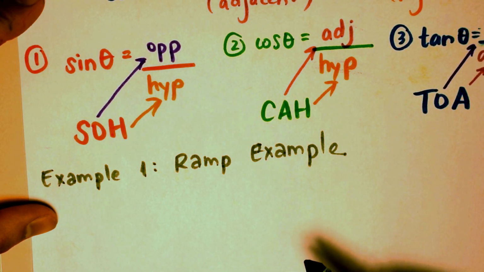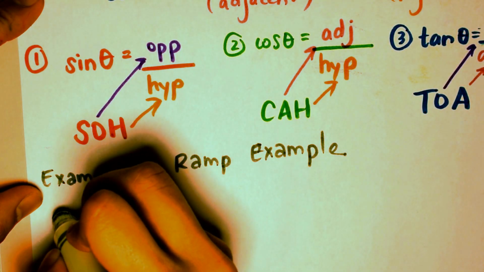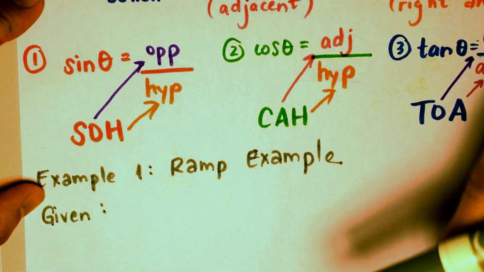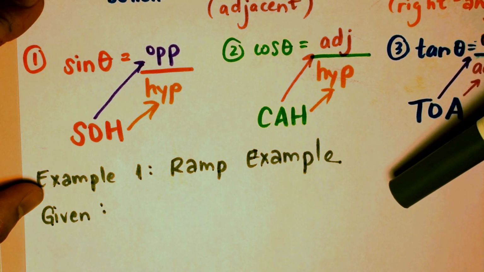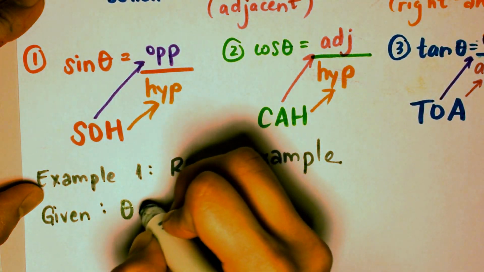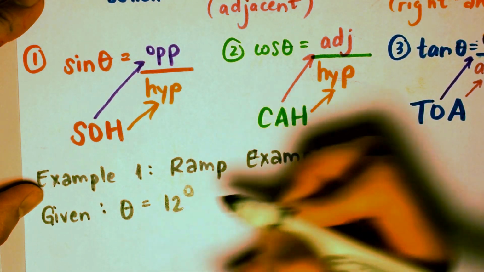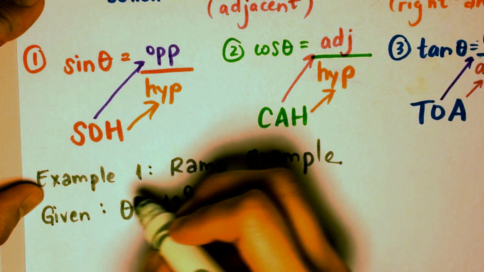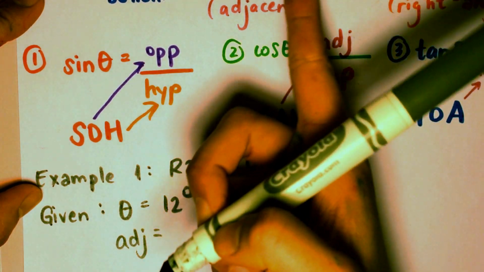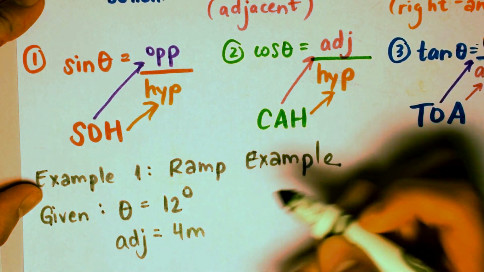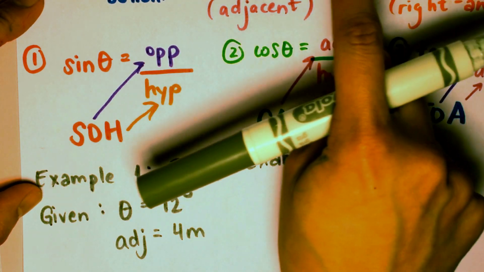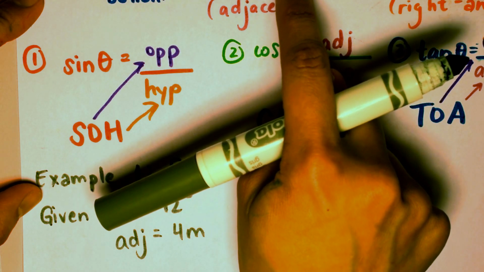All right, in my ramp example, what am I given? What does the question give me? Remember I took away this value for opposite. So what does it actually give me? It gives me an angle. My angle is 12 degrees. And I also have my adjacent. So ADJ equals 4 meters. Also, I recognize that this is in meters. Therefore, my answer for the hypotenuse also has to have the same units, which would be meters.